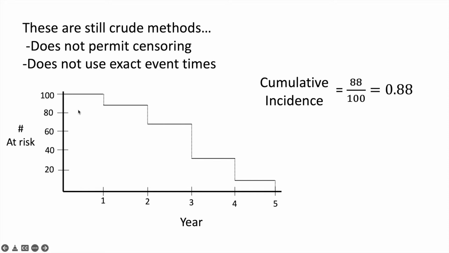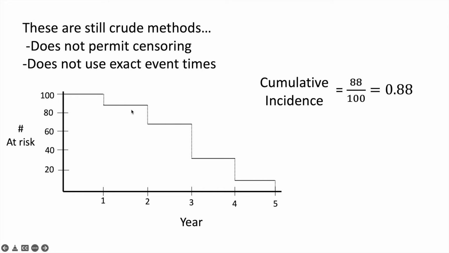So some of the major limitations of representing survival analysis this way are that it doesn't permit censoring. So these dips are assumed all to be events. We're not able to account for if any of those were censored observations. And also it doesn't use exact times. Whenever an event happens in this interval, we don't exactly know whether it happened early or late.